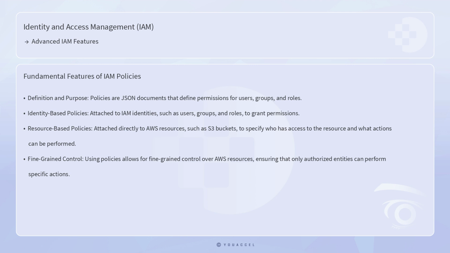One of the fundamental advanced features of IAM is the use of policies. Policies are JSON documents that define permissions for users, groups, and roles. They can be categorized into identity-based policies and resource-based policies. Identity-based policies are attached to IAM identities, such as users, groups, and roles, to grant permissions. Resource-based policies are attached directly to AWS resources, such as S3 buckets, to specify who has access to the resource and what actions can be performed. Using policies allows for fine-grained control over AWS resources, ensuring that only authorized entities can perform specific actions.